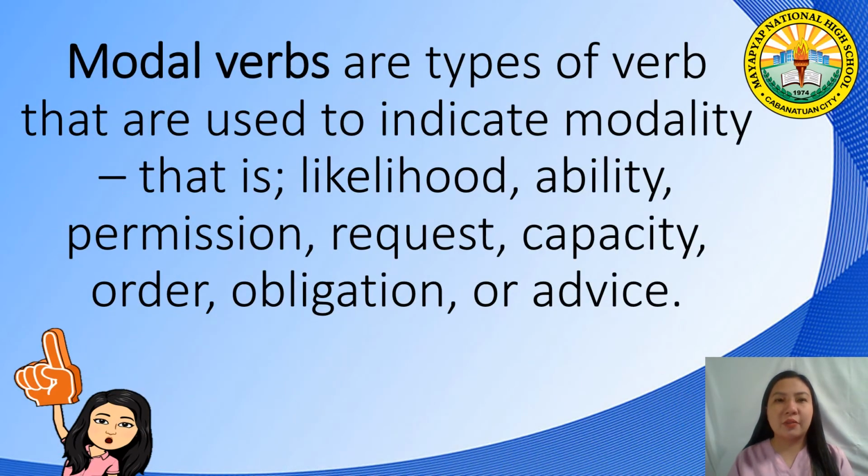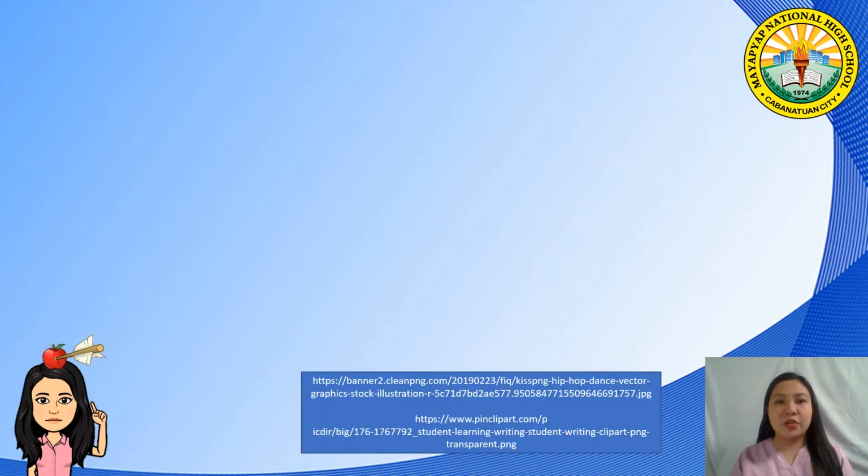Modal verbs are types of verb that are used to indicate modality, that is, likelihood, ability, permission, request, capacity, order, obligation, or advice. Modal verbs always accompany the base or infinitive form of another verb having semantic content. There are so many types of modals, but in our lesson, we will just be focusing on the most common ones that we can actually use in our everyday conversation.